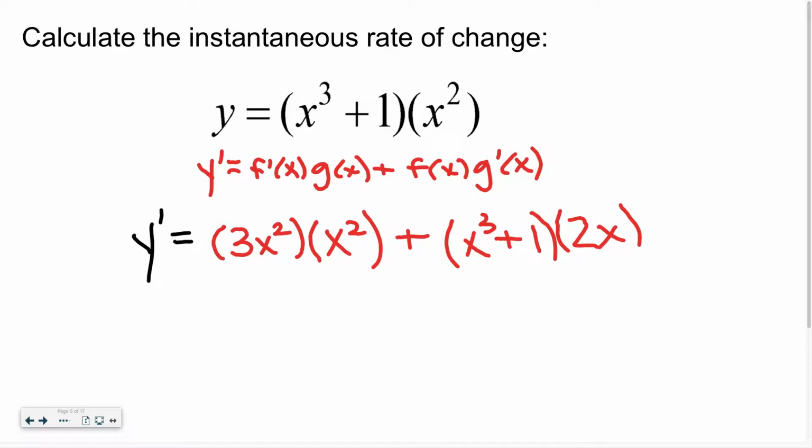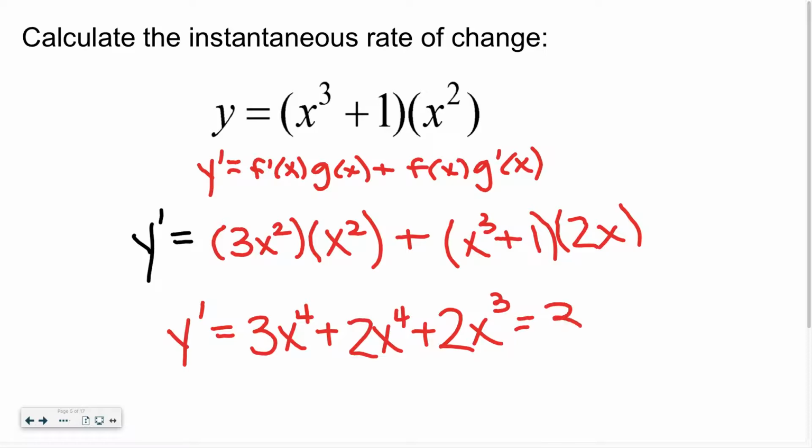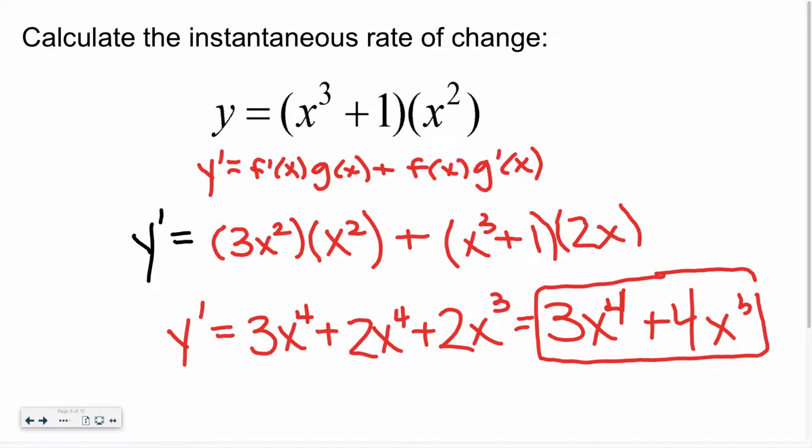Okay? Now, I am fine with you leaving it like this. Some of you are going to go the extra step because this bothers you, and you're going to say, okay, well, this is 3x to the fourth plus 2x to the fourth plus 2x cubed. So my derivative is 3x to the fourth plus 4x cubed. Right? Did I do my math right? Nope. I added the wrong ones together, didn't I? I was reading that as a cubed. 5x to the fourth plus 2x cubed.